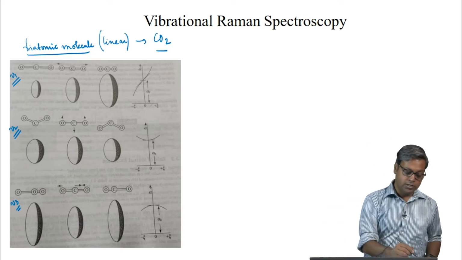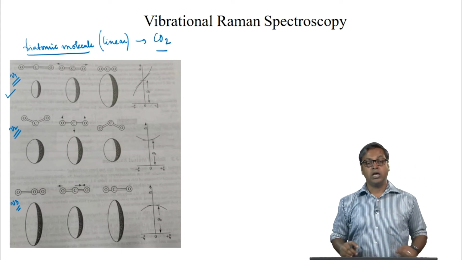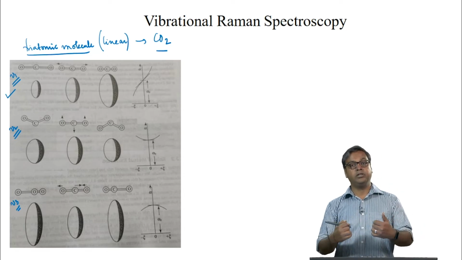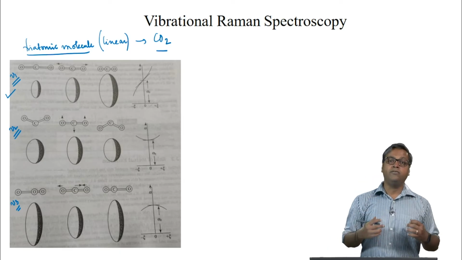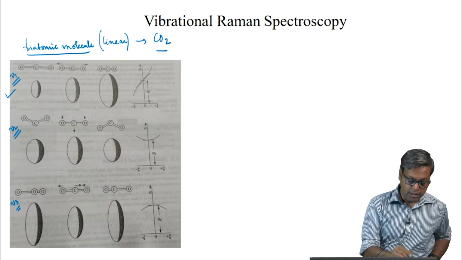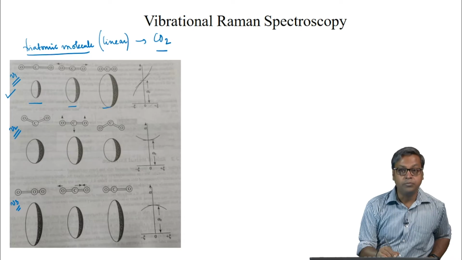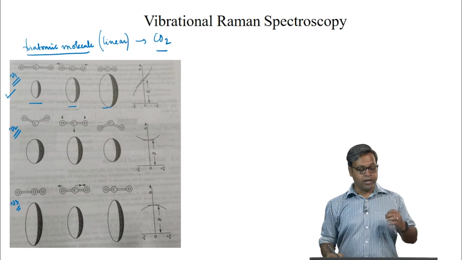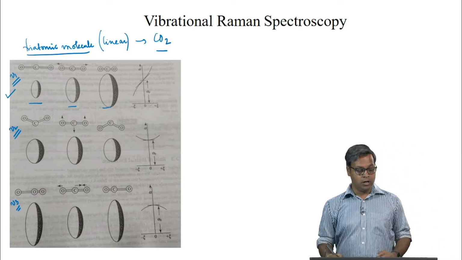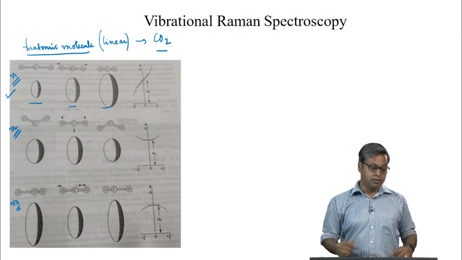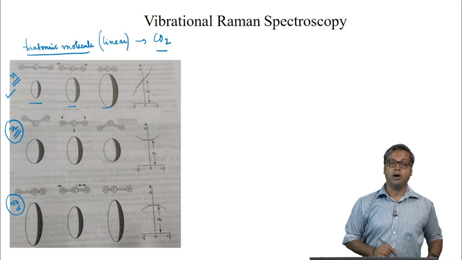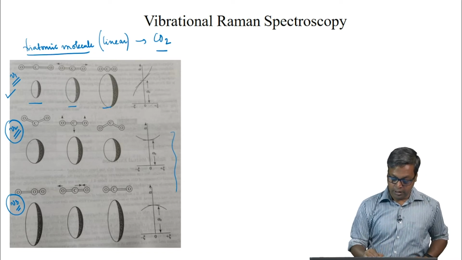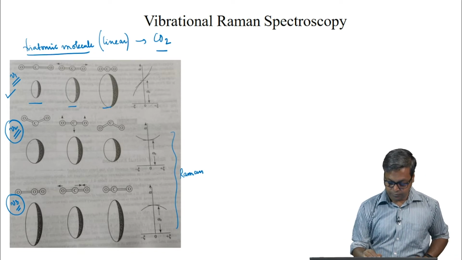So, for the symmetric stretching mode, the molecule changes size during the motion. So, there is a corresponding fluctuation in the size of the ellipsoid, making this mode Raman active. But on the other hand, the other two modes, that is nu 2 and nu 3, are Raman inactive.